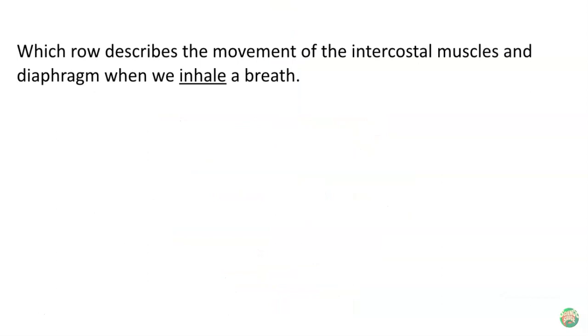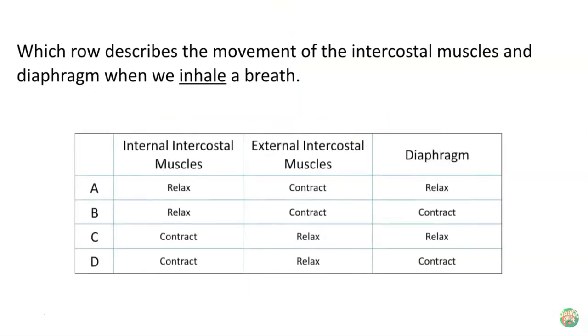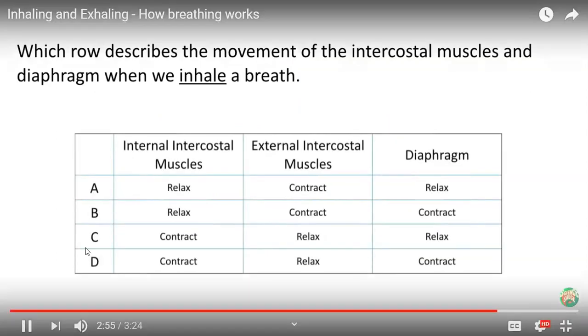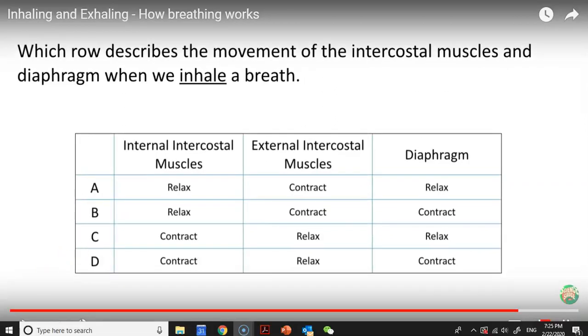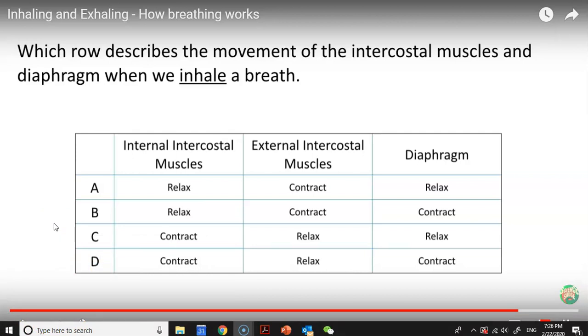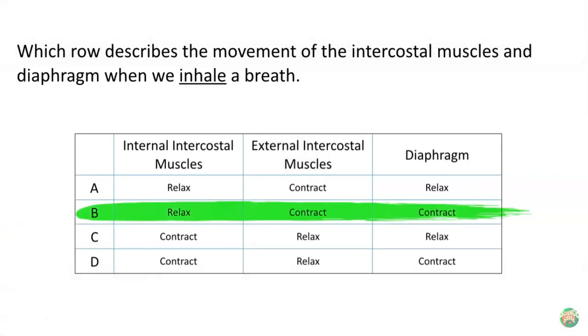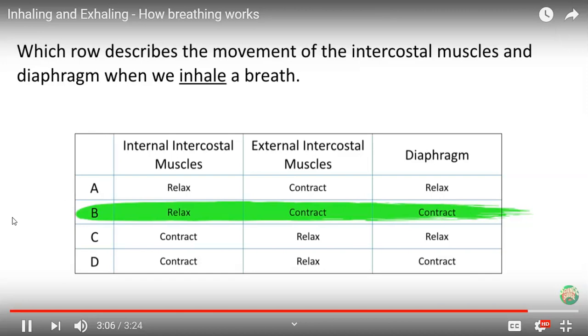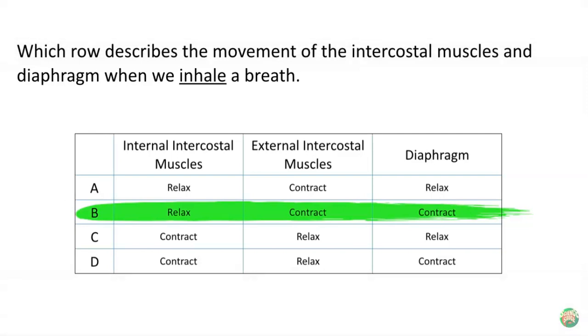Let's look at a possible exam question you could get on this. Which row describes the movement of the intercostal muscles and the diaphragm when we inhale? You have to pause the video right now and find the answer, okay? Pause the video. Did you get it right? What was your answer? The answer is B. When we inhale a breath, the internal intercostal muscles relax, the external intercostal muscles contract, and the diaphragm will contract.